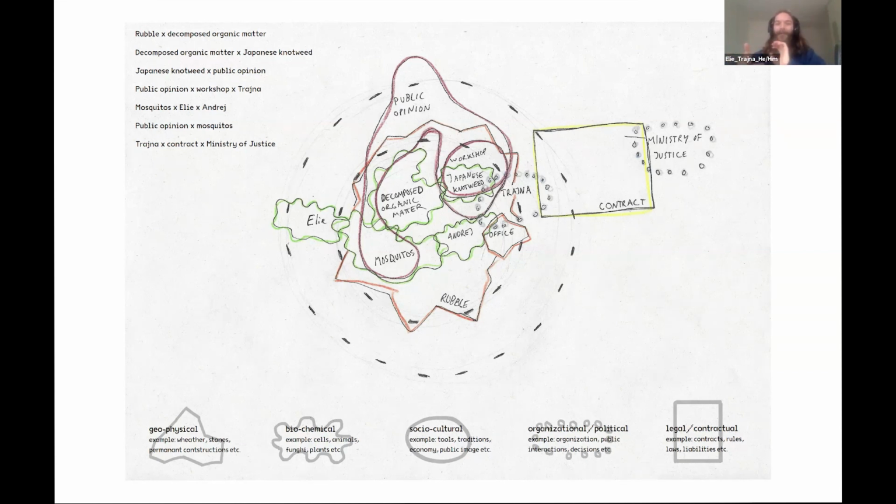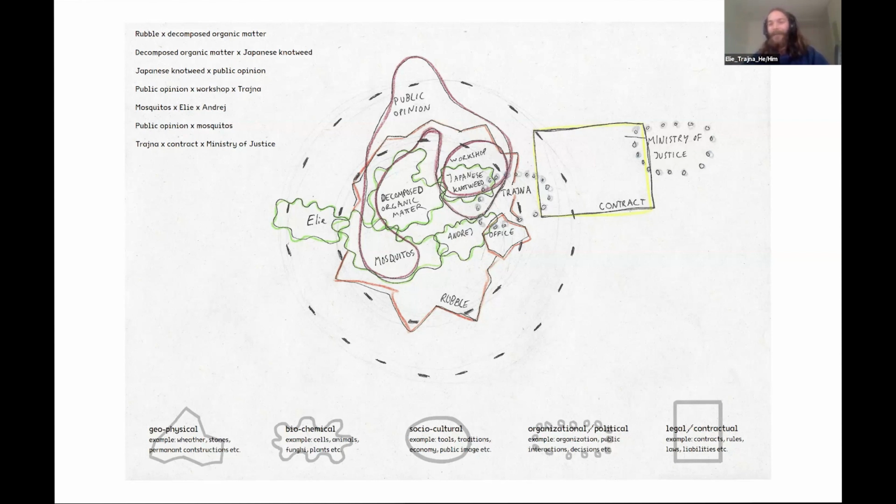And therefore, the relationship between us and the mosquitoes, I would say, is quite degenerative. And also in regard to the public opinion, it's not really understood, let's say. Why are so many mosquitoes there?